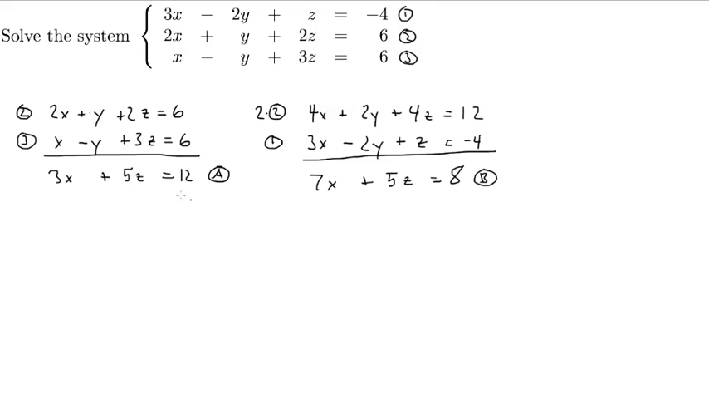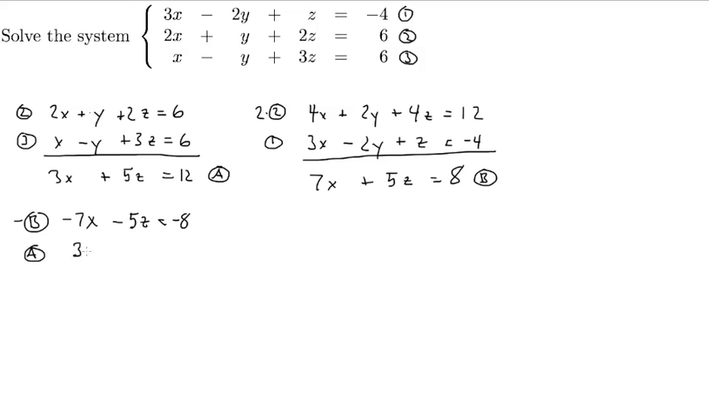So notice my z's are the exact same. So let me multiply b by negative 1. So negative b, that's going to be negative 7x minus 5z equals negative 8.